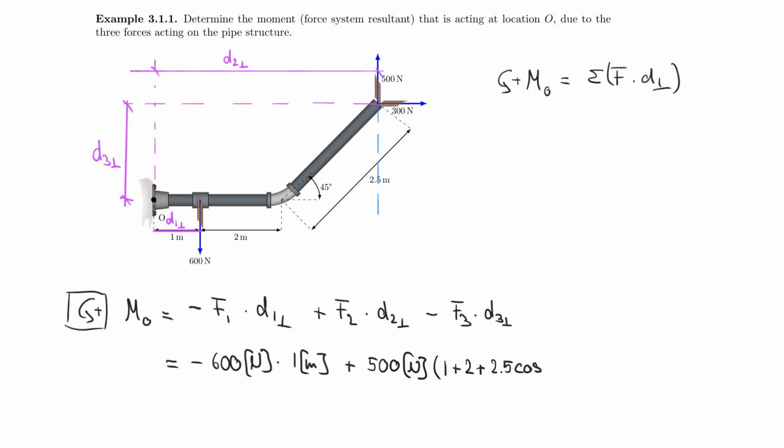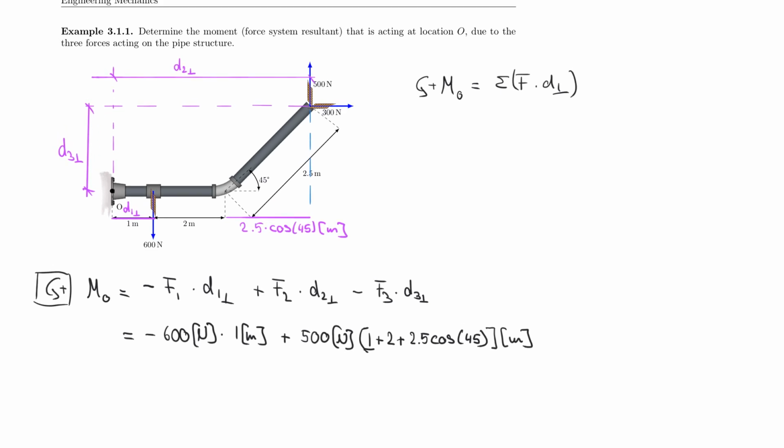2.5 cosine 45. And of course, I understand that cosine and sine is really the same for 45-degree angles, but I want to make sure that we understand that we're talking about the component here on the bottom. And let me, for clarity, also add that so that we understand that we're talking about this distance here, which is really 2.5 times the cosine of 45, and of course that's in meters, and so I shouldn't forget that here on the bottom either.